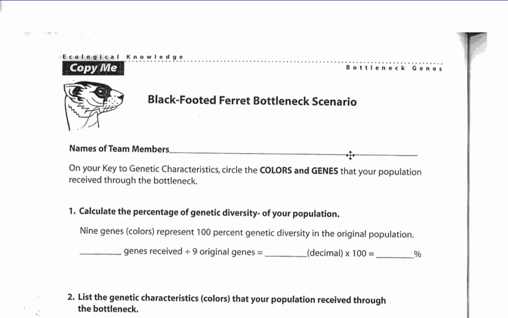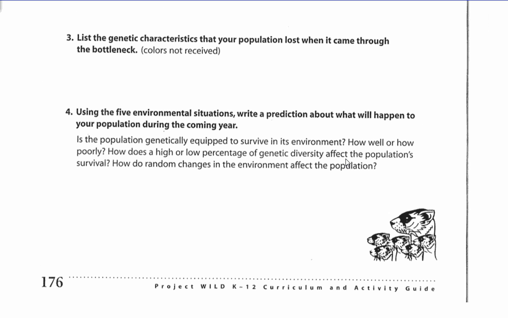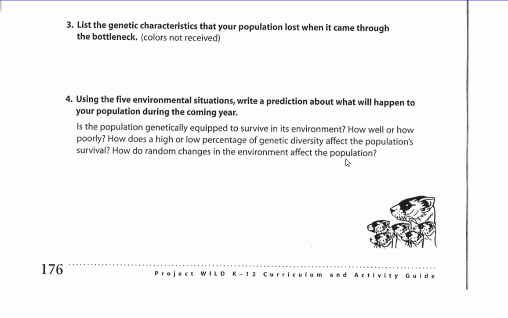So number 4 is where you're going to take these 5 environmental situations. I don't want just simple one-word answers here. It will survive or it will die. That's not going to work for me. You need to talk about these questions. Is the population genetically equipped to survive the environment? How well or how poorly? Does it have a high or low percentage chance of doing it? How do random changes in the environment affect the population? So you need to answer these questions with each of the 5 situations that you've been given.